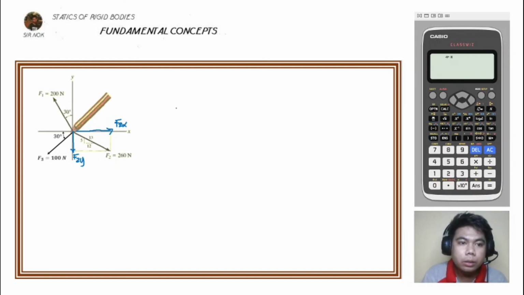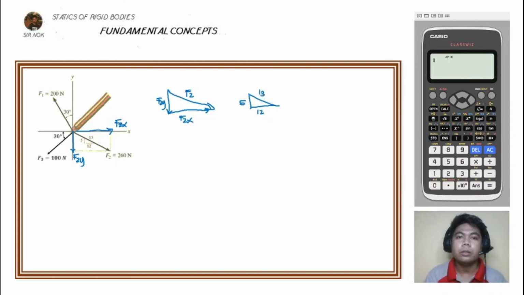So the force triangle, that is F2y, and we have the F2x. Then we have the force, let's call it F2. Then we have the small slope triangle, that is 5, 12, 13. So they are similar triangles.